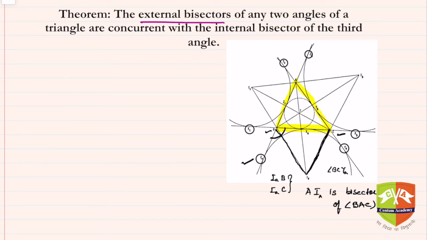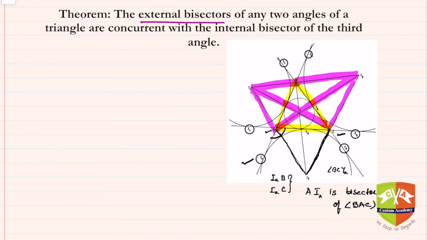Similarly, if you take these two external bisectors, then the internal bisector of angle B, that is the line BIB, also passes through IB. You have to prove that if you join B and IB, then it is the bisector of internal angle B. And likewise the other side. So these are the two external bisectors. I hope you understood the theorem. Now let's look at the proof.